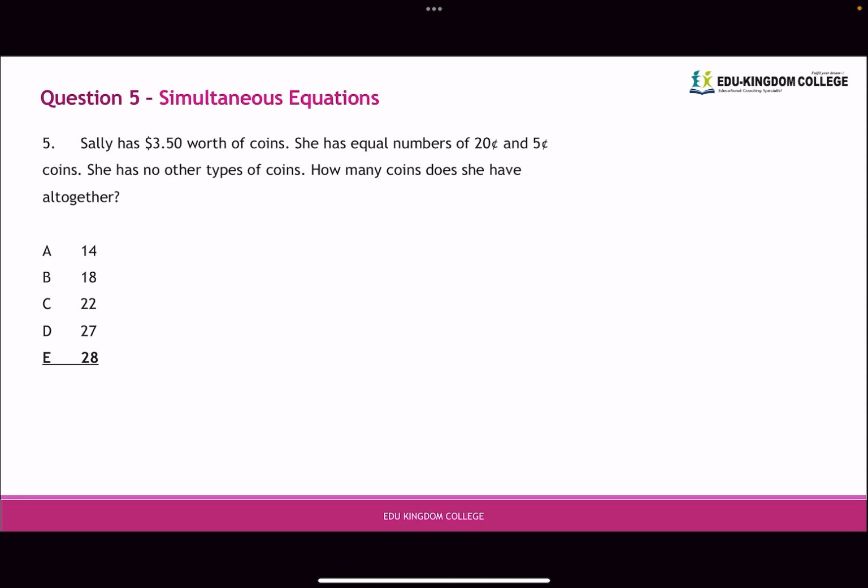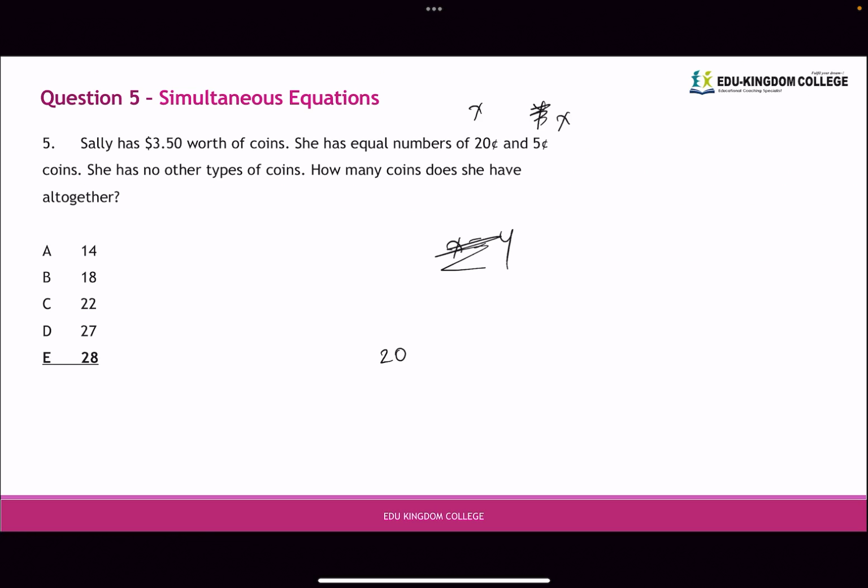Now, simultaneous equation. Sally has $3.50 worth of coins. She has equal numbers of 20 and 5-cent coins. So let's say you have X number of 20-cent coins and Y number of 5-cent coins. So X is equal to Y. Okay, so you have the same number of coins. Actually, let's just say you have X of both. She has no other types of coins. How many coins does she have altogether?